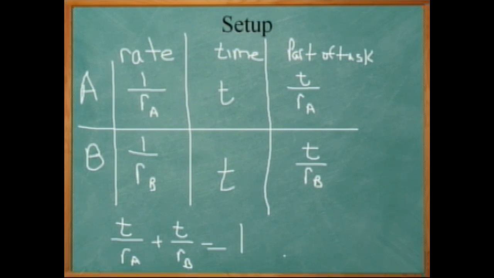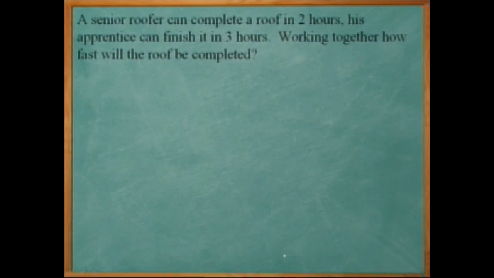All right, so let's check that out in a real problem. So we saw this before. It says a senior roofer can complete the roof in 2 hours. His apprentice can finish it in 3 hours. Working together, how fast will the roof be completed? So if we look at the rate for, let's say, person A, the senior roofer, is 2 hours, so 1 over 2. For B, it completes the job in 3 hours, so 1 over 3.